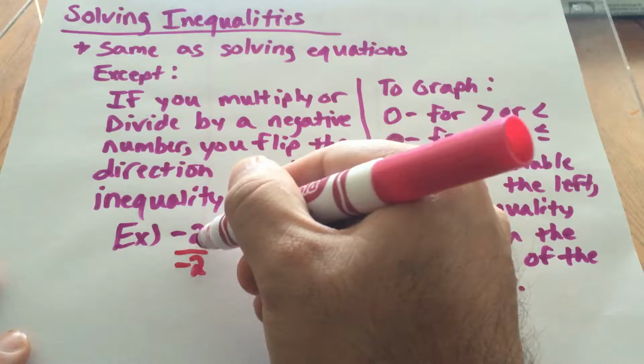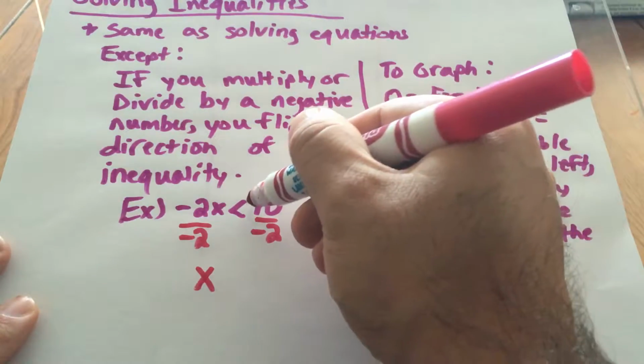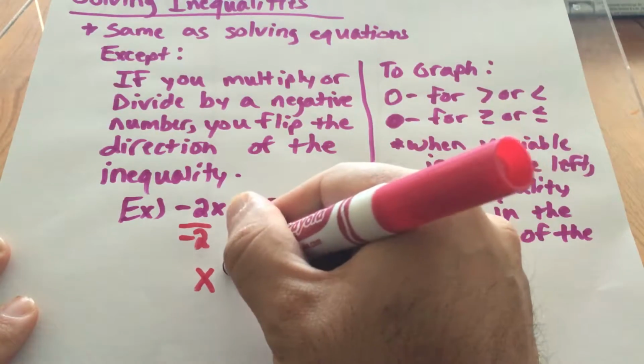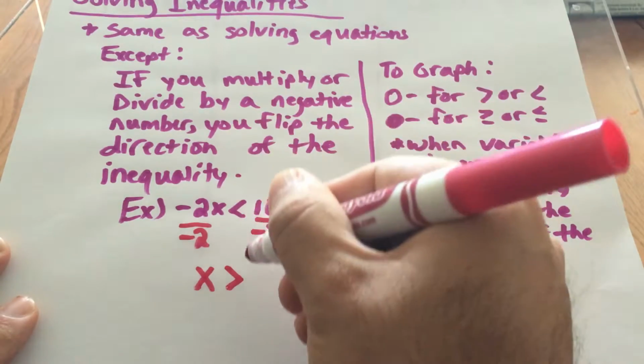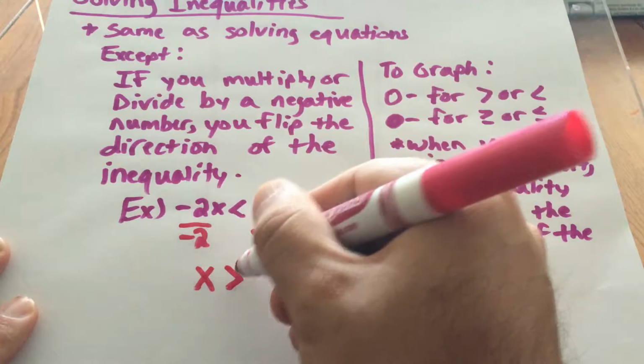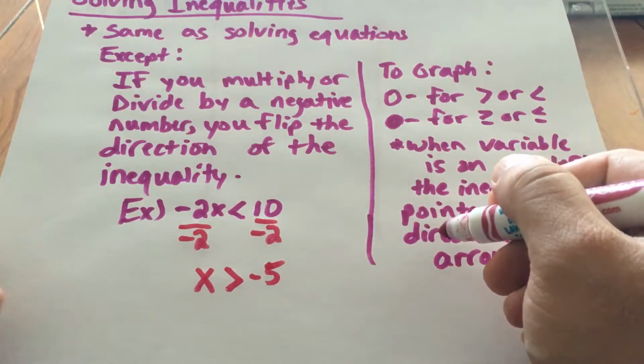Okay? And what happens is -2 divided by -2 gives us x. And notice what I mean by dividing and then flipping is you just flip the direction. This inequality now flips, goes from less than to greater than. And then we've got 10 divided by -2 gives me -5.